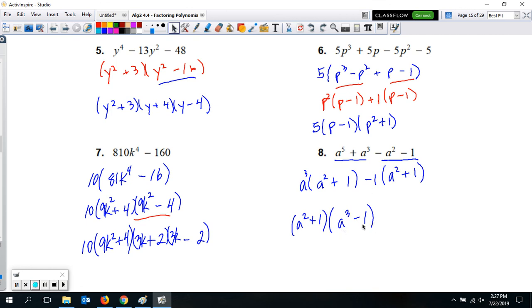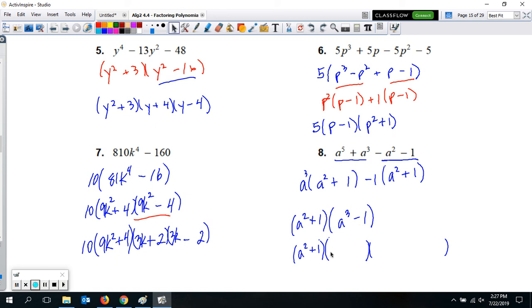But now look at this a cubed minus 1. That's a cube right there, and 1 is a perfect cube as well because 1's a perfect everything. So we have a difference of cubes here that can be factored again to a binomial and a trinomial. So we're going to keep our original a squared plus 1. That will still be in our answer, but then I'm going to put a binomial and a trinomial parenthesis down to factor this sum of or difference of cubes.